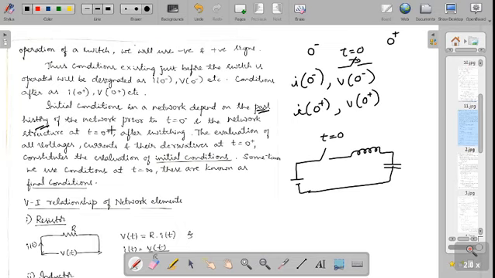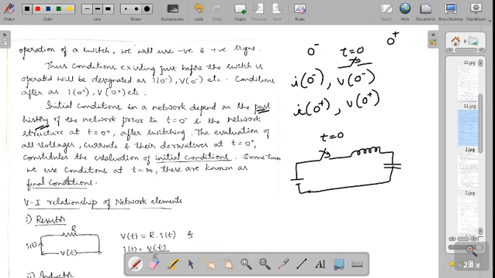Okay, that is the past history. Along with that, the network structure at t equals 0 plus. At t equals 0 plus means the value after the closing of the switch. The evaluation of all voltages, currents and their derivatives at t equals 0 plus. So 0 plus means immediately after the closing of the switch. All these things have to be considered while we are solving for initial conditions.